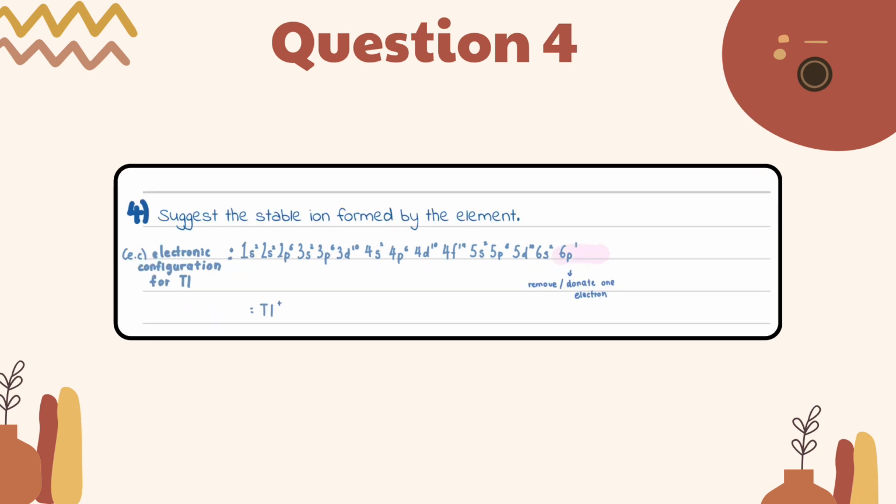For question 4, suggest the stable ion formed by the element. For this question, we also need the EC for thallium, which we already did. From the EC, we know that thallium needs to remove one of its electrons to become a thallium ion, which is Tl+.